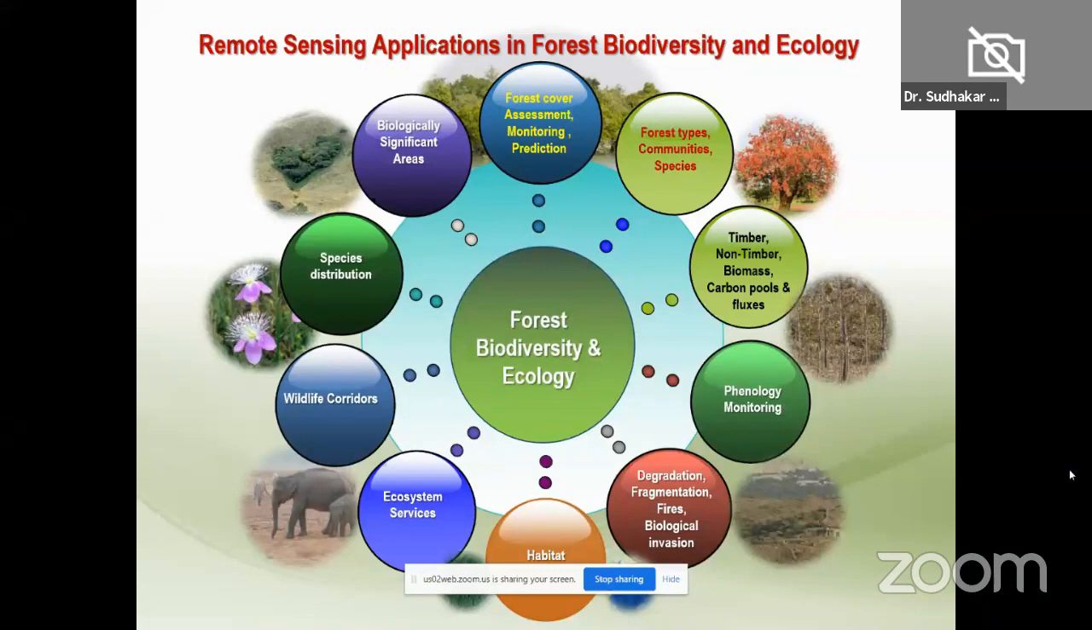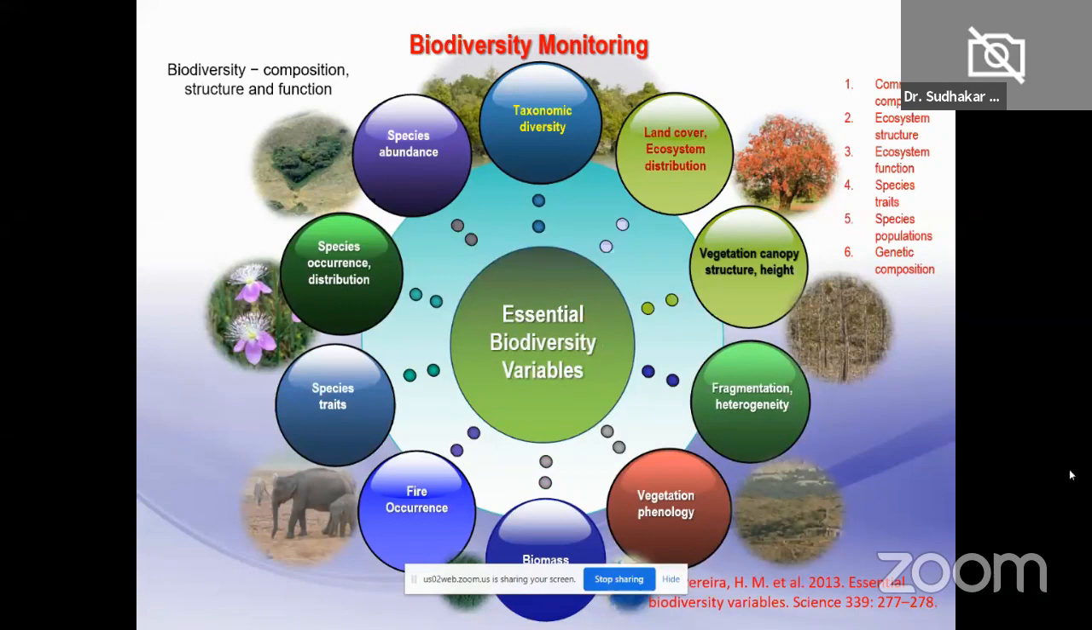Then recently, the global expert community known as GEO BON, the Group on Earth Observations Biodiversity Observation Network, under the Convention on Biological Diversity, identified a very novel concept of essential biodiversity variables. Earlier, the taxonomists were doing exploration, the ecologists were doing the quantification of diversity, and the remote sensing persons were doing only the mapping of forest types and vegetation canopy density. But these individual elements may not give sufficient information.